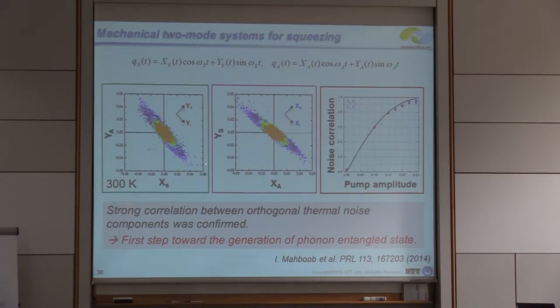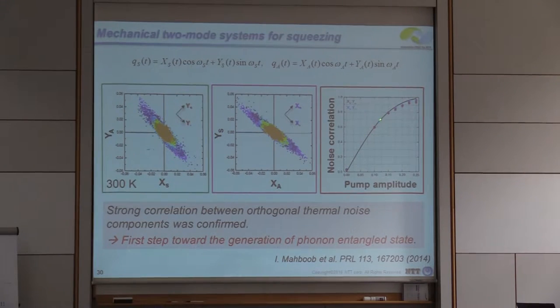So this is a thermal noise distribution, this is a cosine component of the anti-symmetric vibrations, and this is a sine component of the symmetrical mode. So you can clearly see the correlations between these two, a cross correlation between these quadrature components. So this is the noise correlations calculated from that, and this is an experimental plot, and this line corresponds to the theoretical predictions.